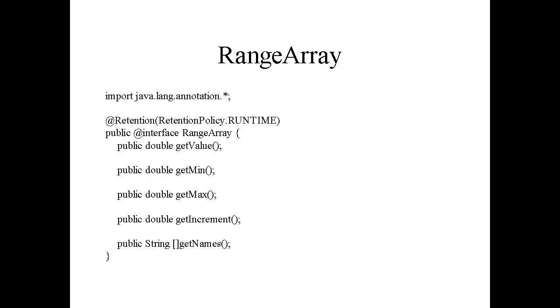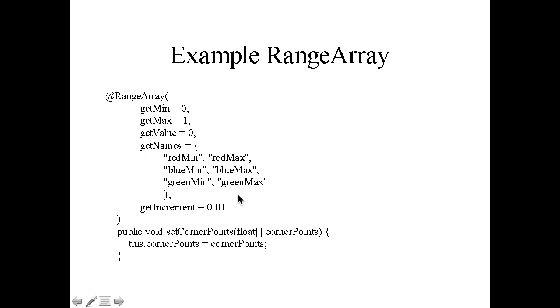So here's another example where we've got a range array. Now we've got a whole series of different names which it can be used for a series of different values with increments and maximums and minimum and values, and presumably it's homogeneous and therefore they all have the same range and the same default value. So here's an example where we have the red minimum, the red maximum, blue min, blue max, green min, green max, an increment of 0.01, and now we have single precision floating point corner points, which can be used for defining some sort of color space.